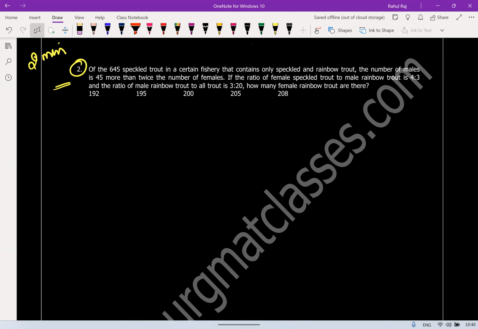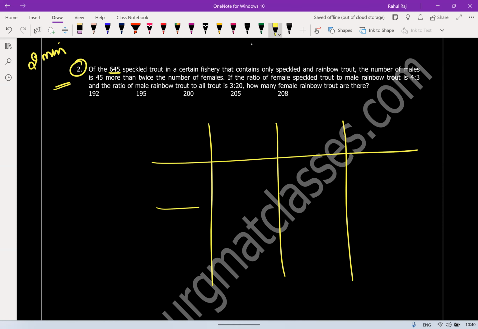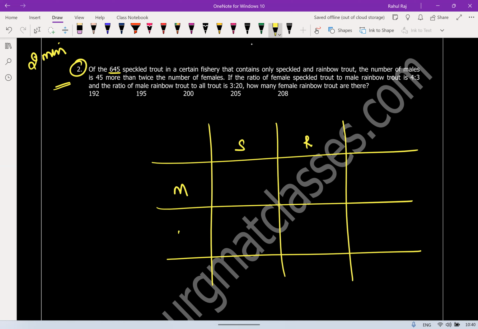Any guesses? Any answers? It says, of the 645 speckled trout in a certain fishery that contains only speckled and rainbow trout. So there's a speckled trout and a rainbow trout. The number of male is 45 more than twice the number of female. So this is male and this is female.